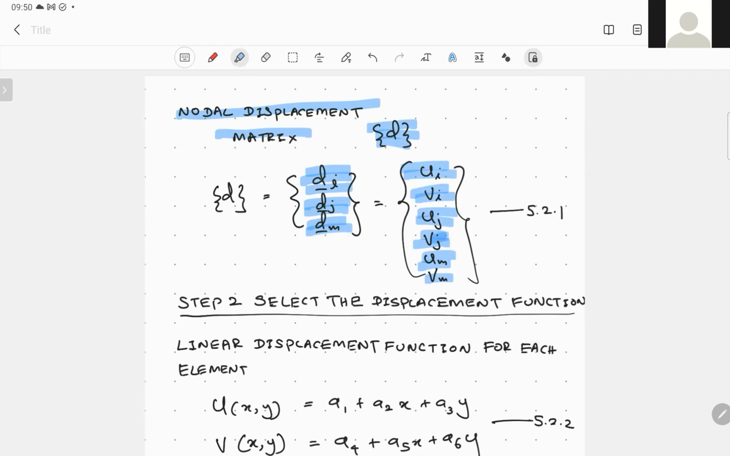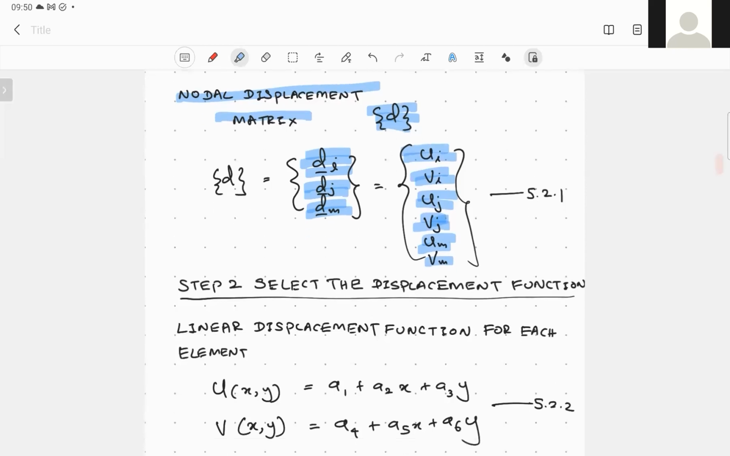Good. Now we have selected the element in consideration, and we have defined a notation to define the displacement function of each node. Quite clear.